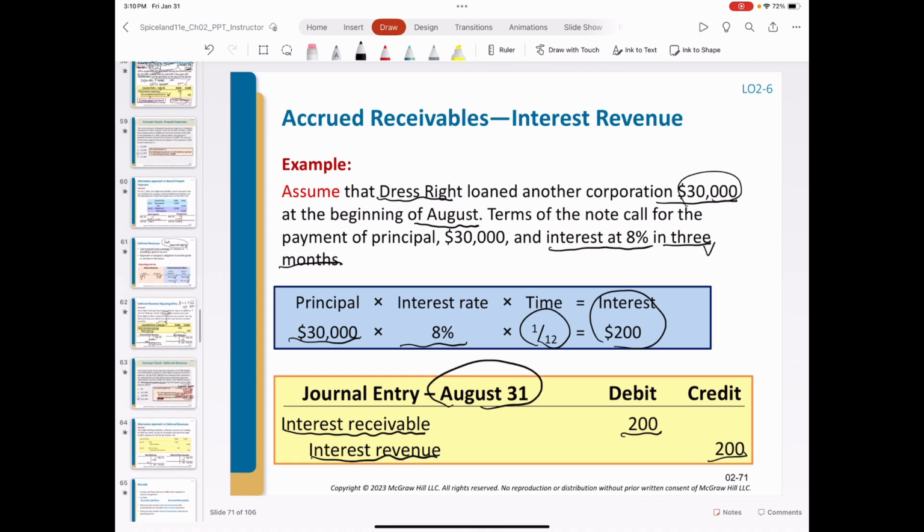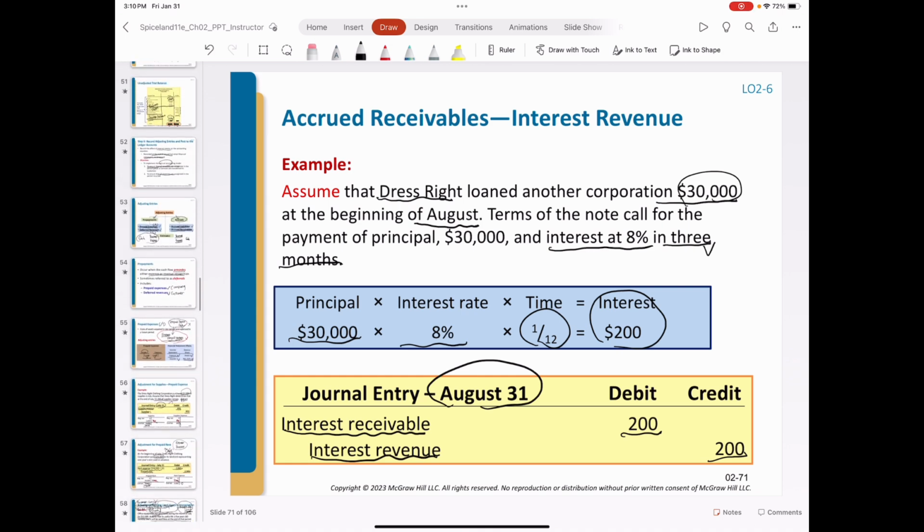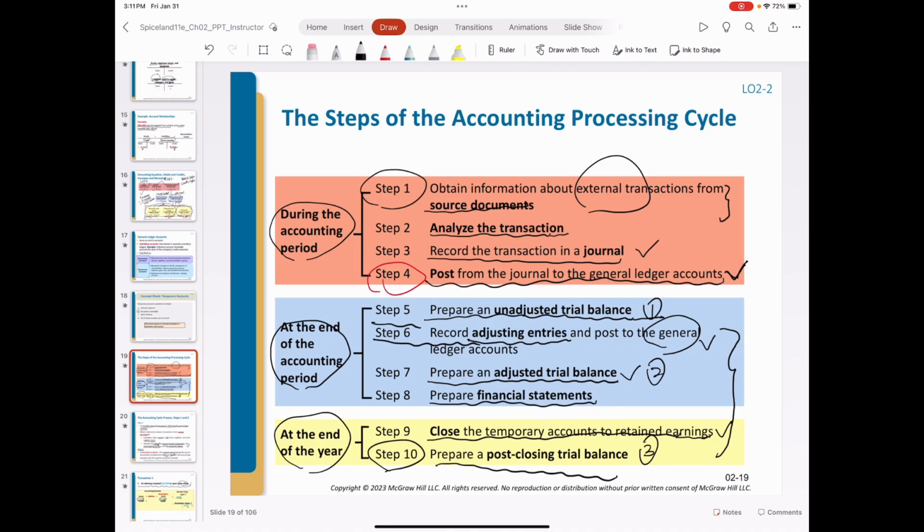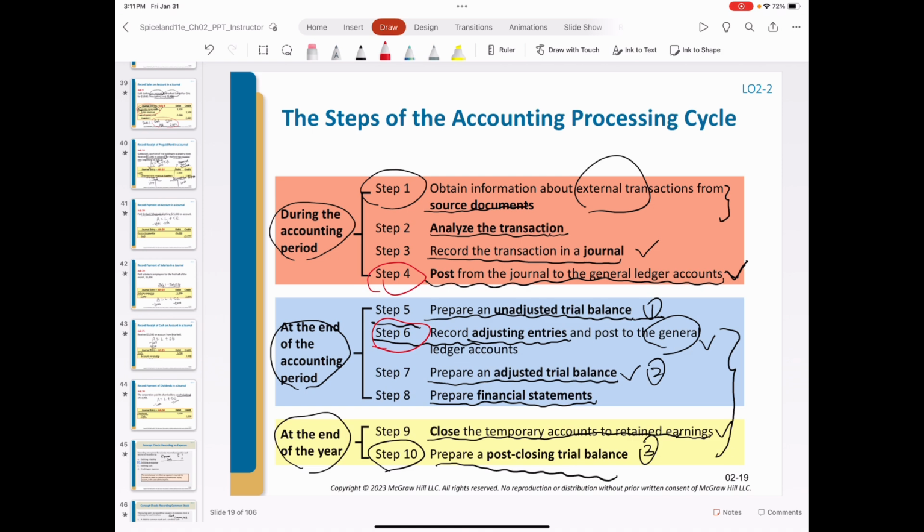These are all 4 types of adjusting journal entries. That is also step 6. After this adjustment, similar to step 4, we will post the journal entry information to the ledger again. Then we will have the adjusted trial balance. That's step 7, which is the second trial balance after step 5.